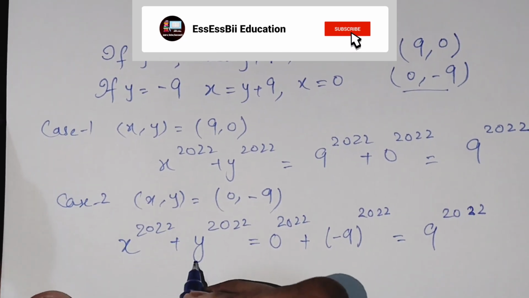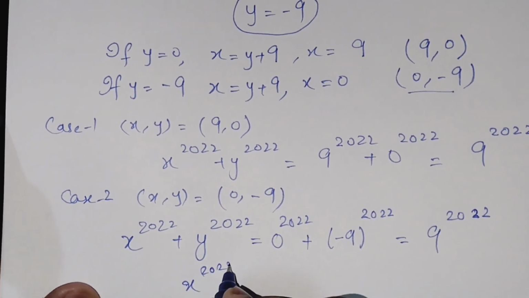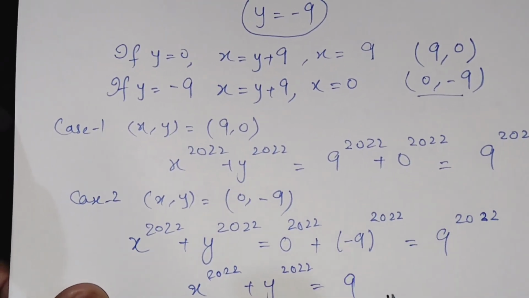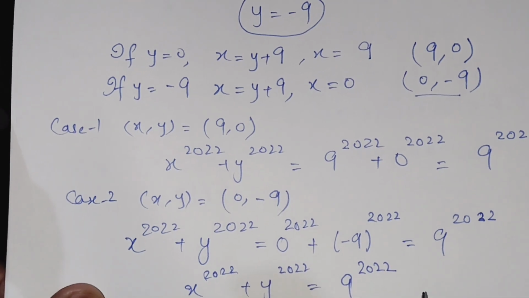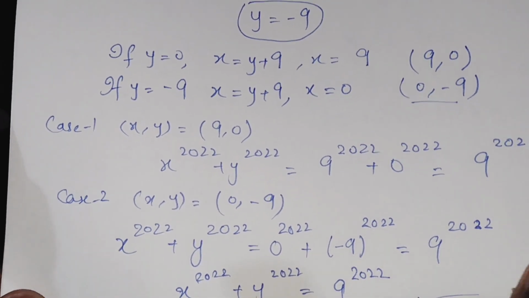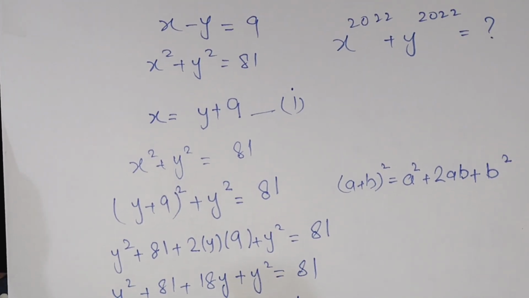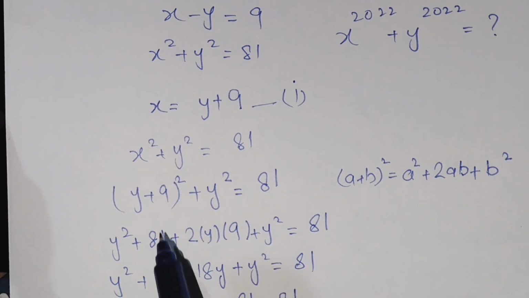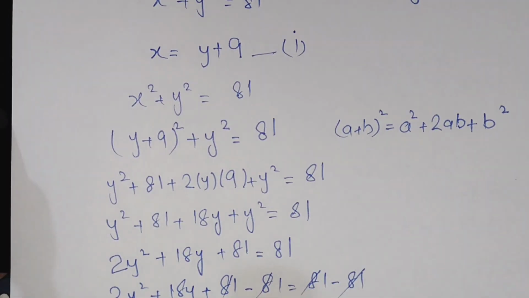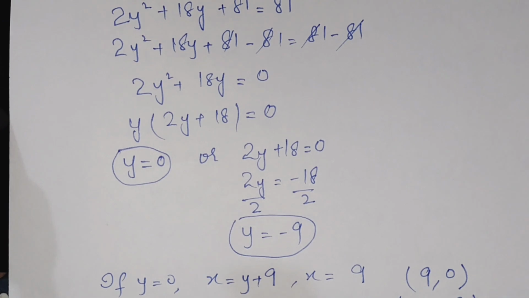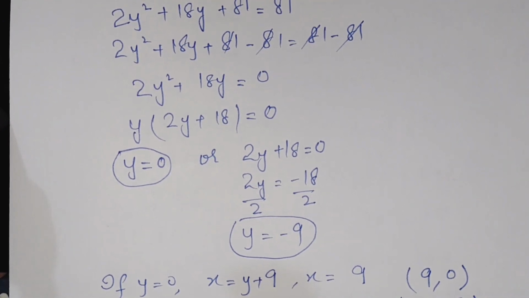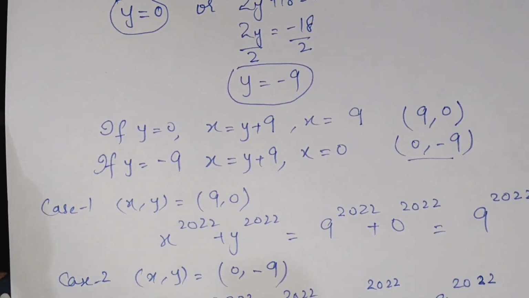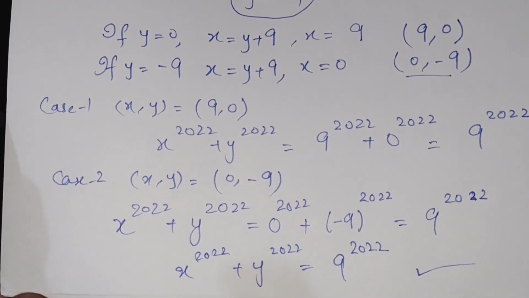So we can say that in both the cases the value of x power 2022 plus y power 2022 is always 9 power 2022. So this is the final answer of the question. So the overview of this question is that we started by first taking the equation x equals y plus 9, and by putting the values of x in the second equation we get the values of y, 0 and minus 9. By putting values we get x values correspondingly. Then we make two cases, and in both the cases we have the same answer for x power 2022 plus y power 2022.